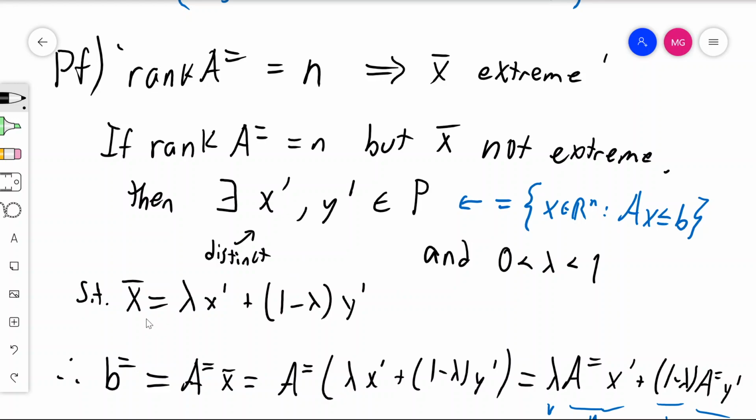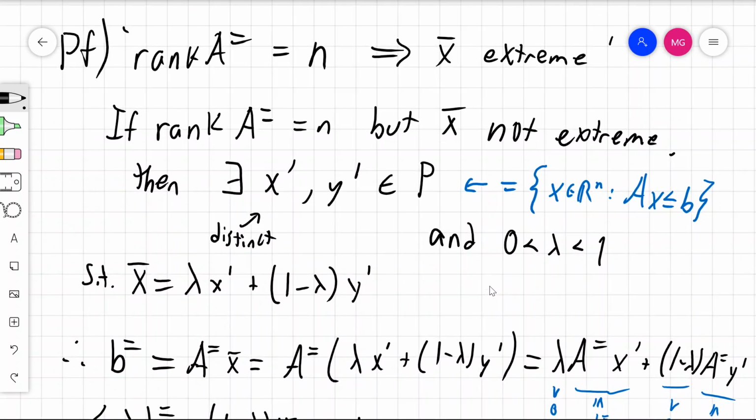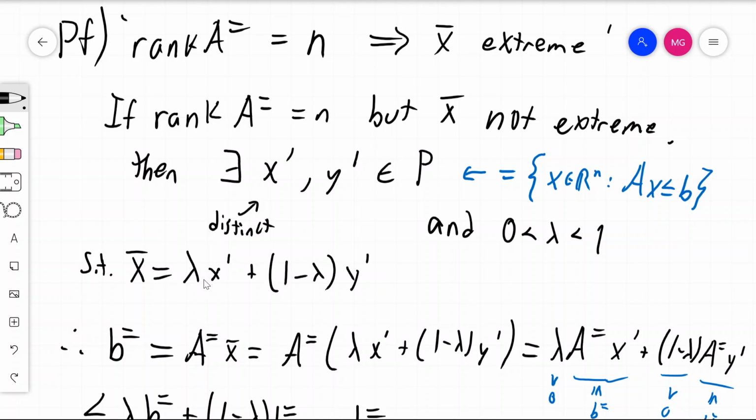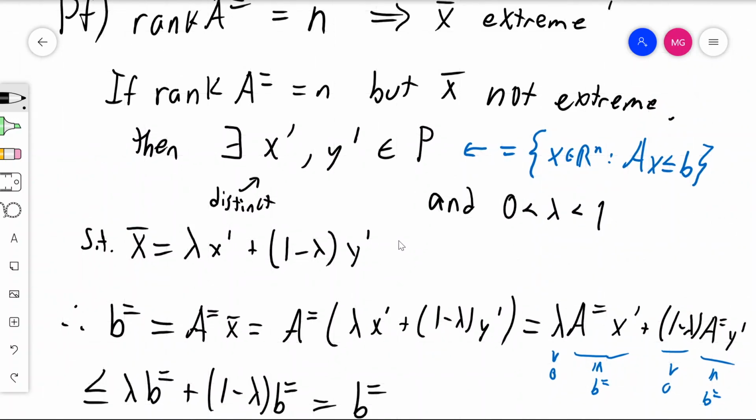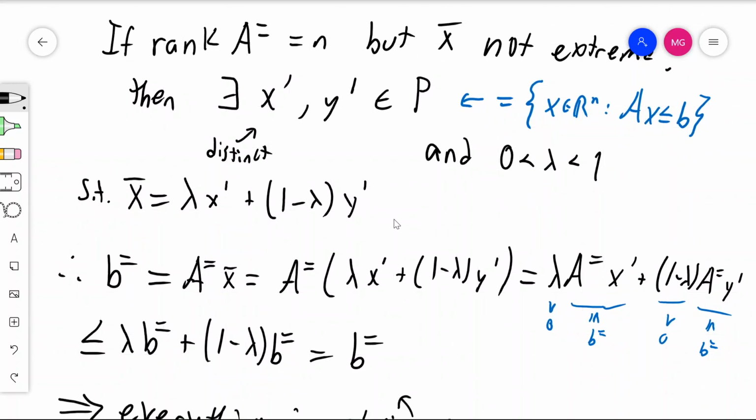So that is, x bar can be realized as lambda x prime plus 1 minus lambda y prime for some lambda that's strictly between 0 and 1. So x bar is strictly contained in the line segment from x prime to y prime, where that line segment itself is inside the polyhedron, because we know that polyhedra are convex, of course, so they contain their line segments. Okay, so we're assuming then that we can write x bar in this way.